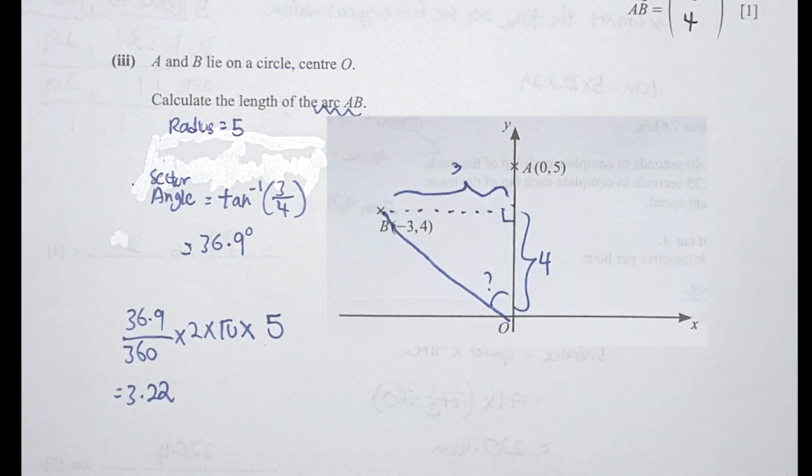AB lies on a circle with a center of O. Calculate the arc length. The keyword here is arc length. Radius is 5 because OA is (0, 5). For the sector angle, we are required to trace it back using tangent, because we have 3 and 4 over there. So tangent inverse of 3 over 4, which is opposite over adjacent, gives you 36.9. So 36.9 divided by 360 times 2 times pi times 5, you get 3.22 as your final result.